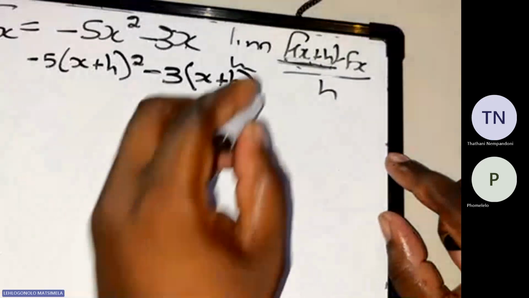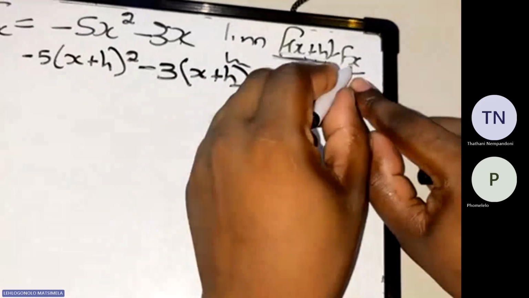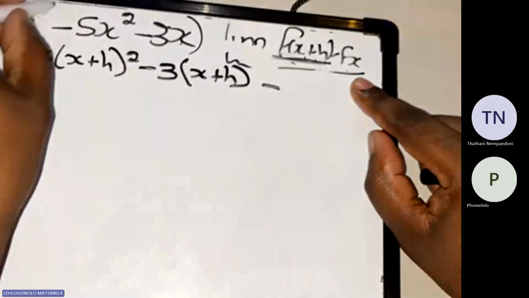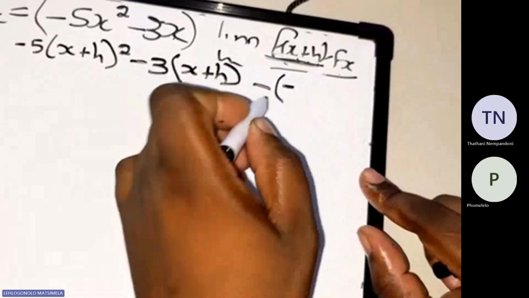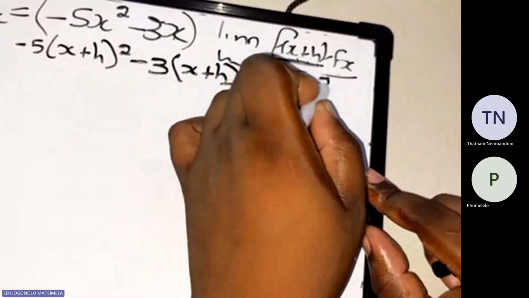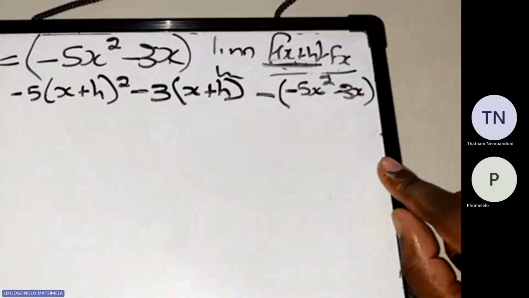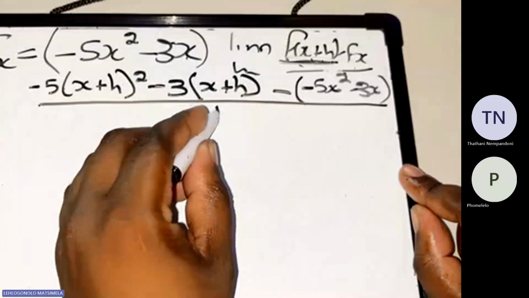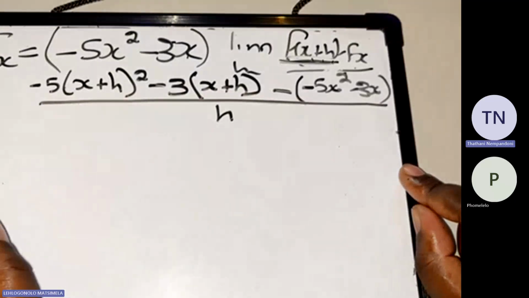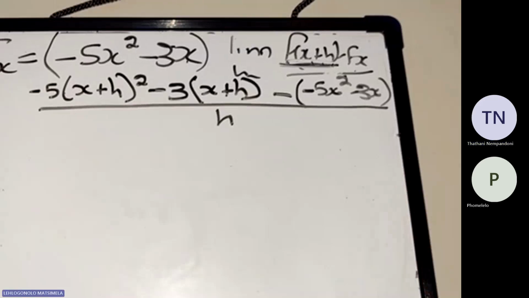And then what follows after is minus fx. What is the value of fx? I will put it in the bracket, which is minus 5x to the power of 2 minus 3x. And then I will divide everything by h. That is the important part.